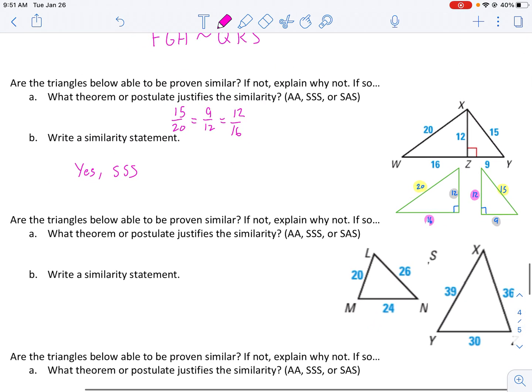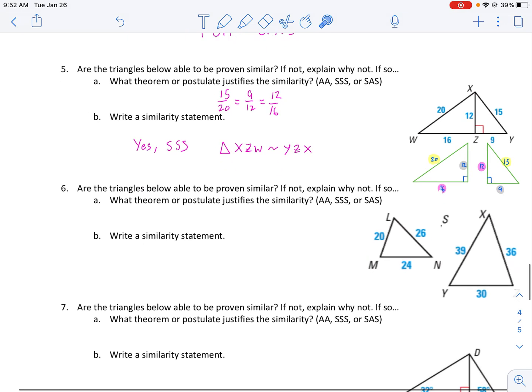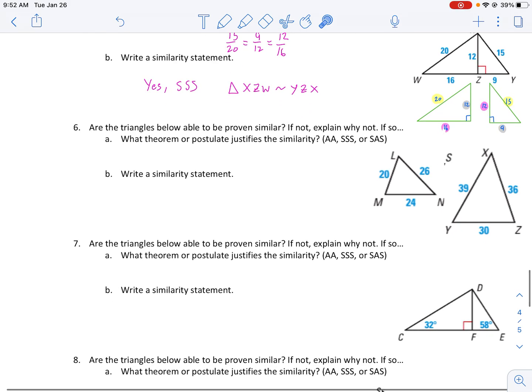And our similarity statement then is triangle, let's say XZW is similar. So I said XZW, and then that has to be similar to YZX. Okay, and you can check the similarity and just make sure that these corresponding sides match up correctly. Like XZ should correspond to YZ, ZW corresponds to ZX. So that's how you know which similarity statements are right.